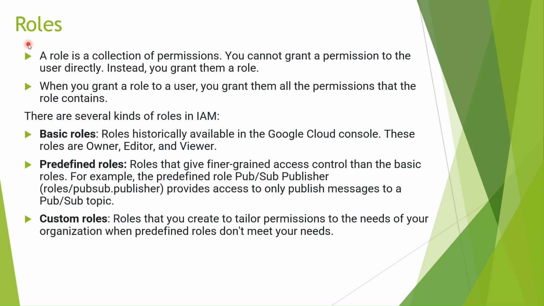Now let's see what roles are and what the basic roles provided by Google are. A role is a collection of permissions, and we cannot grant a permission to a user directly. Instead, we grant a role. Whenever we grant a role to a user, all the permissions that role contains are granted to them. Google provides three kinds of roles. These are basic roles: owner, editor, and viewer. Owner has very broad permissions, so we should not use these basic roles in a production environment unless required. Owner means they can do anything. Editor also has very broad permissions, and viewer means they can only see. They cannot make any changes.